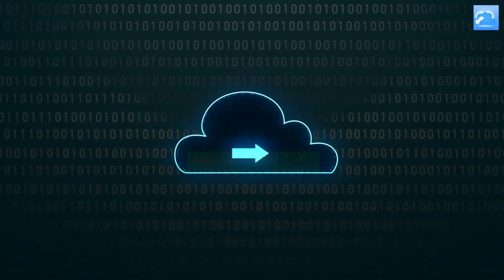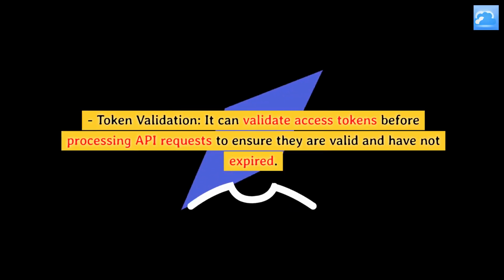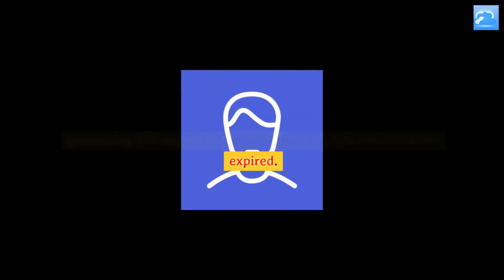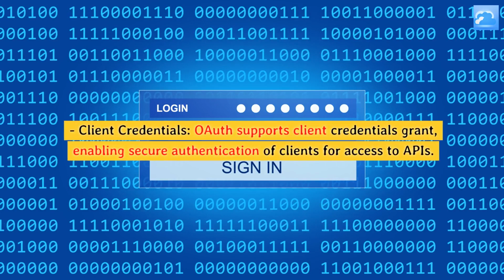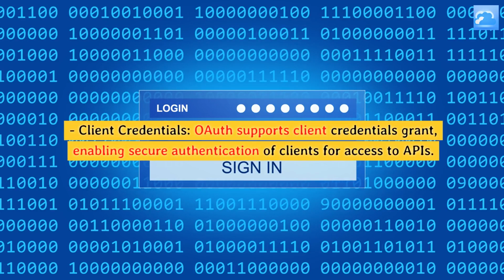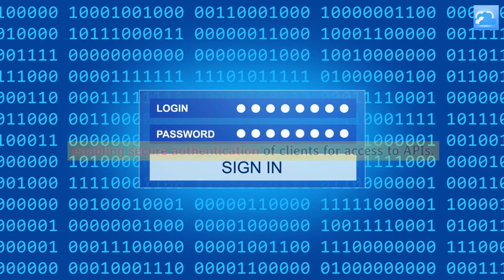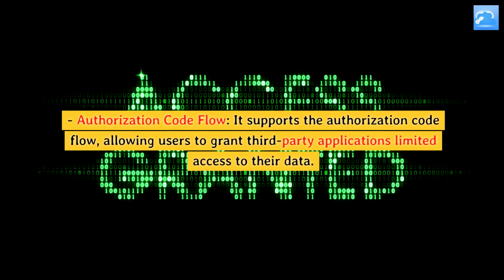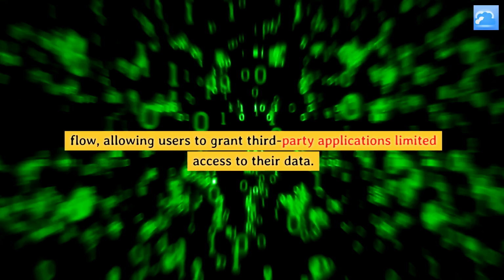API calls. Token Validation. It can validate access tokens before processing API requests to ensure they are valid and have not expired. Client Credentials. OAuth supports client credentials grant, enabling secure authentication of clients for access to APIs. Authorization Code Flow. It supports the authorization code flow, allowing users to grant third-party applications limited access to their data.